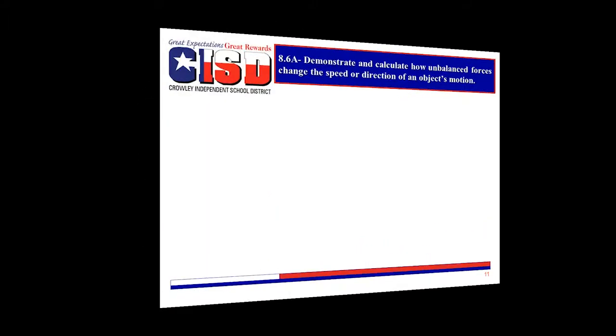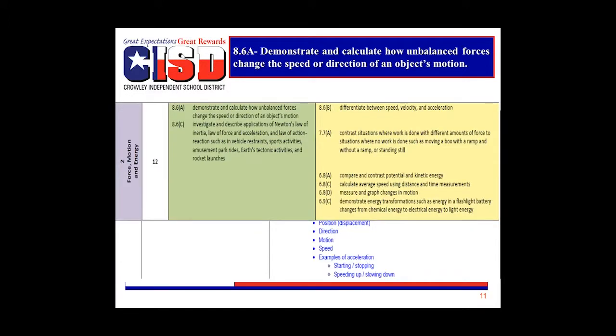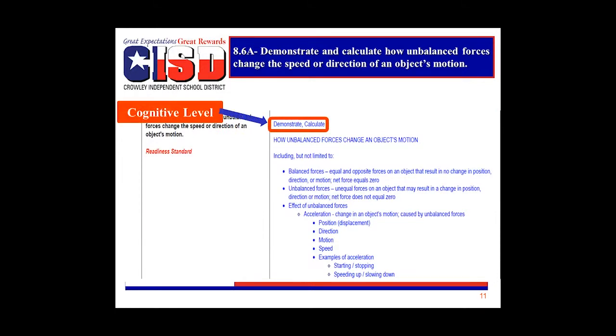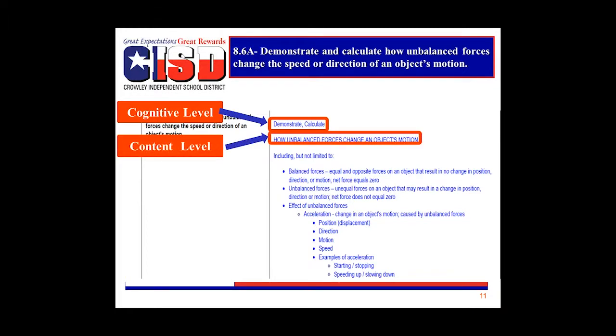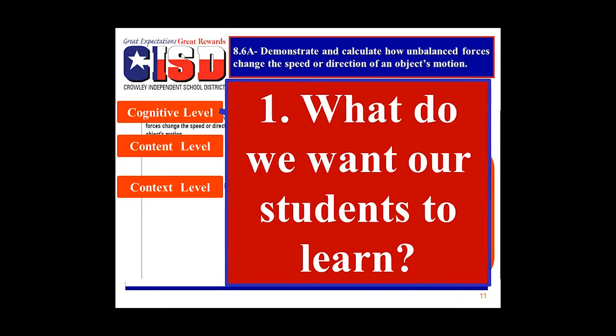Now let's focus on the TEK. As you can see, this is a readiness standard. This standard is part of reporting category 2, Force, Motion, and Energy, which makes up 22% of the STAAR Blueprint assessment. When reviewing the standard, please make sure to identify the cognitive level, which are the verbs that define what the students will be able to do. The content level, which is the overall concept that the students will learn and in what context it will be taught. This practice aligns with leading question number 1, what do we want our students to learn?